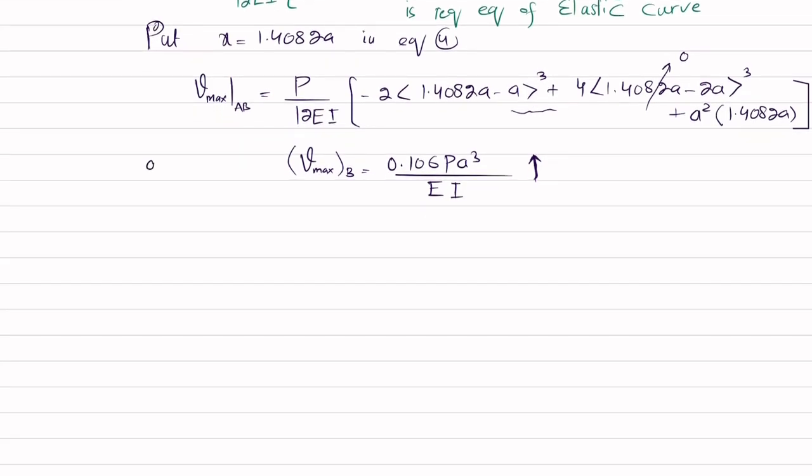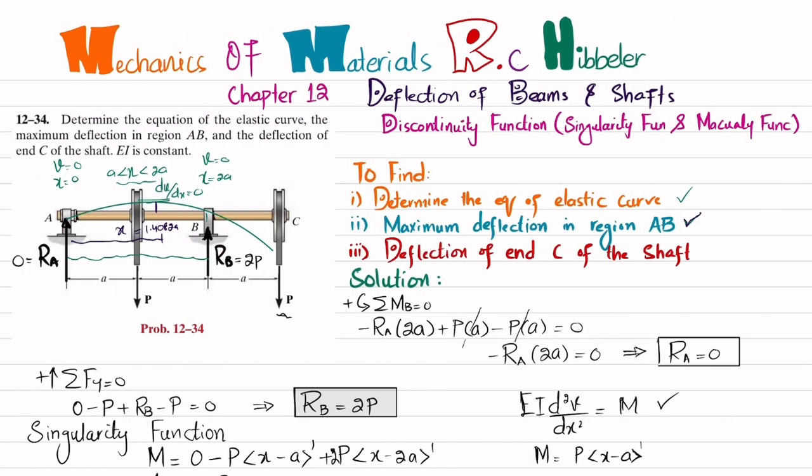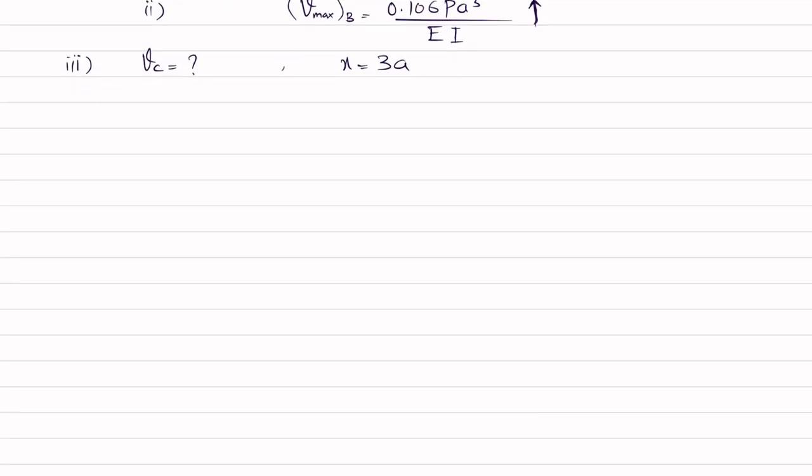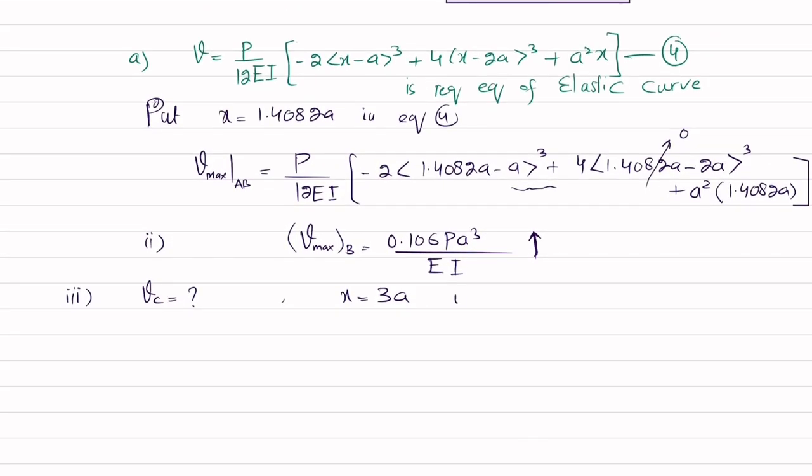Now we will move toward part C. This is the answer of our second part, or B part. In part C we have to find the deflection at point C, and deflection at point C means that x is equal to 3a. So let me show you. You can see here that at x equal to 3a, we have the deflection at point C, which is equal to V C. So put x equal to 3a in equation number 4.